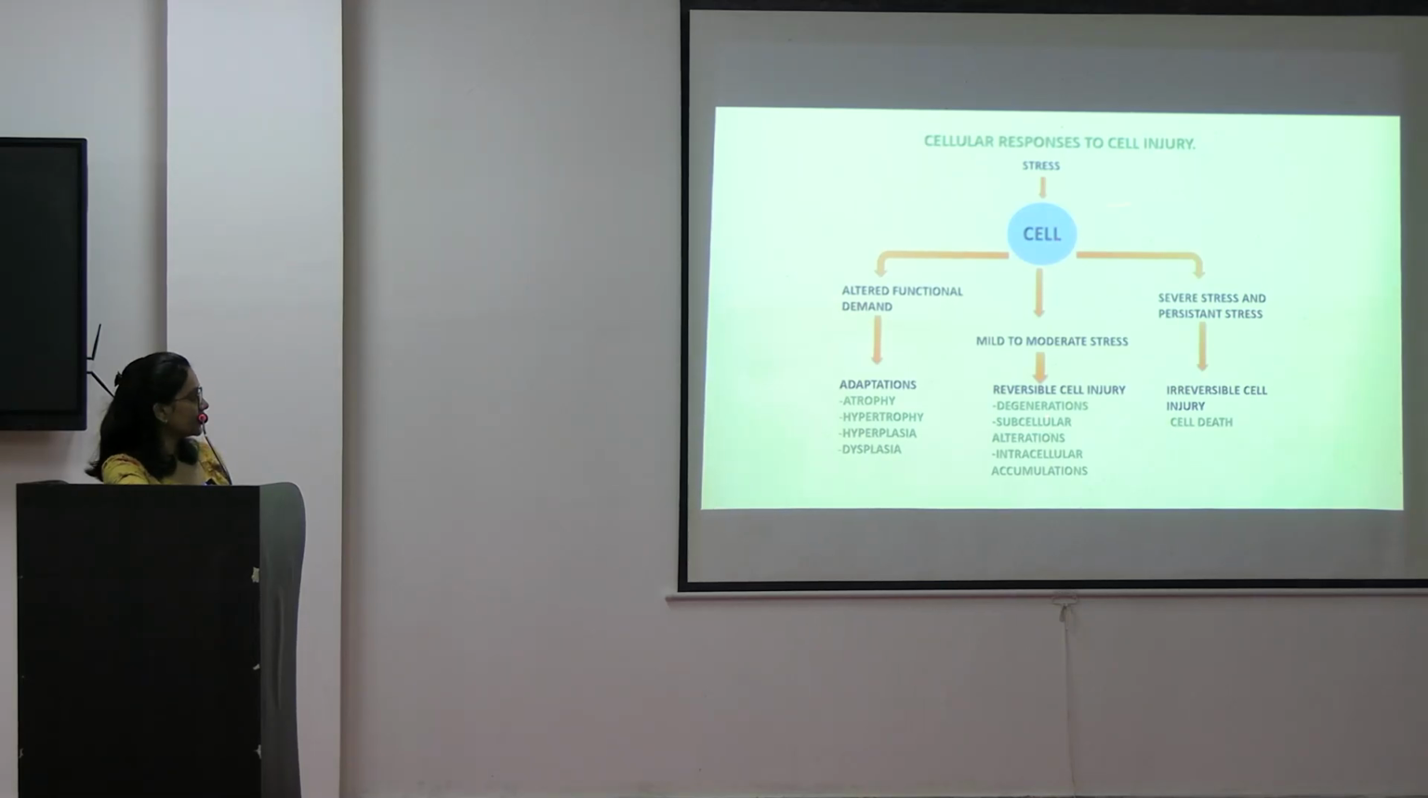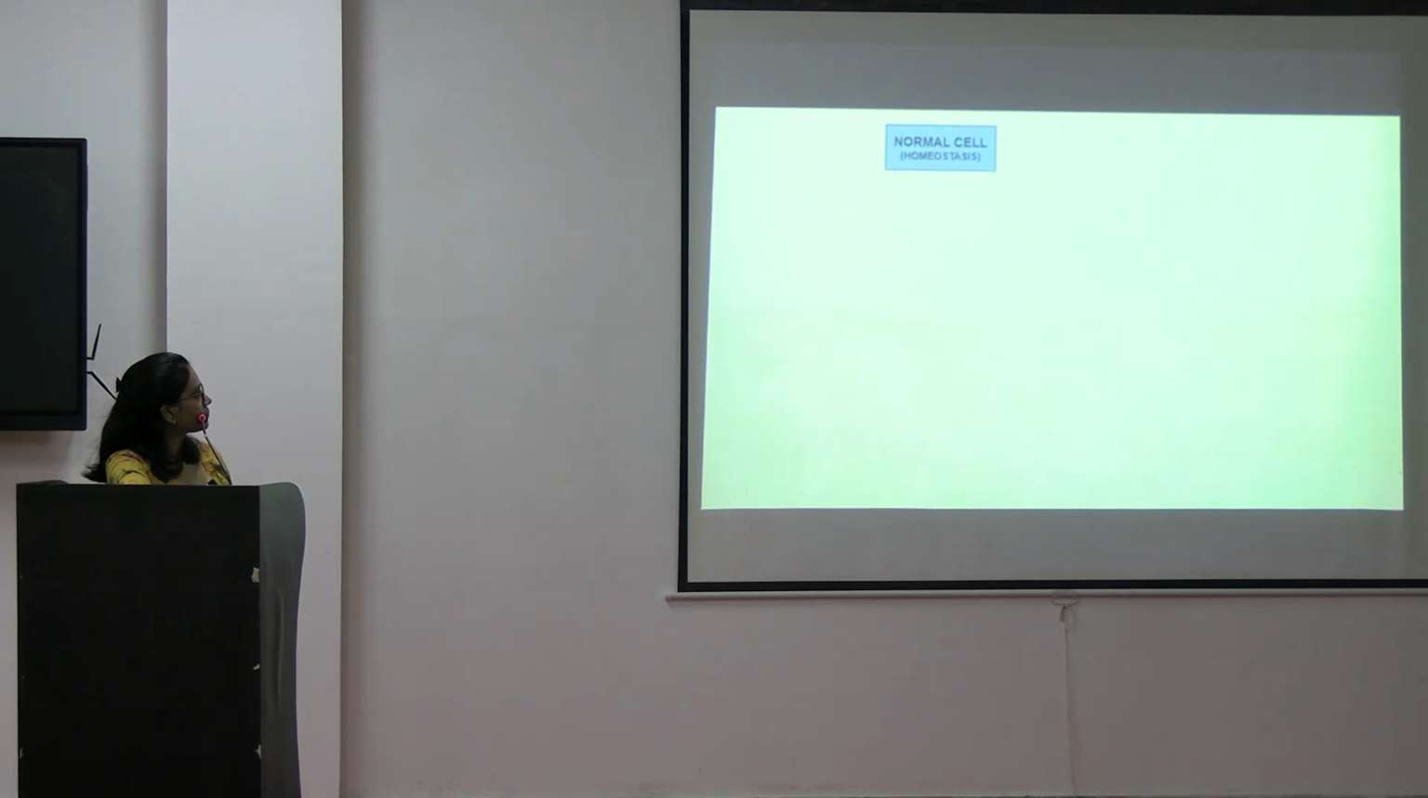Now when the stress is removed at this point, the cell will limit itself to the reversible cell injury. But if the cell injury persists from this point onwards, or if it is severe stress, then the cell will undergo irreversible cell injury resulting in cell death. This is clear? Yeah? So to put it in a diagrammatic format, which you have to remember for your exams.